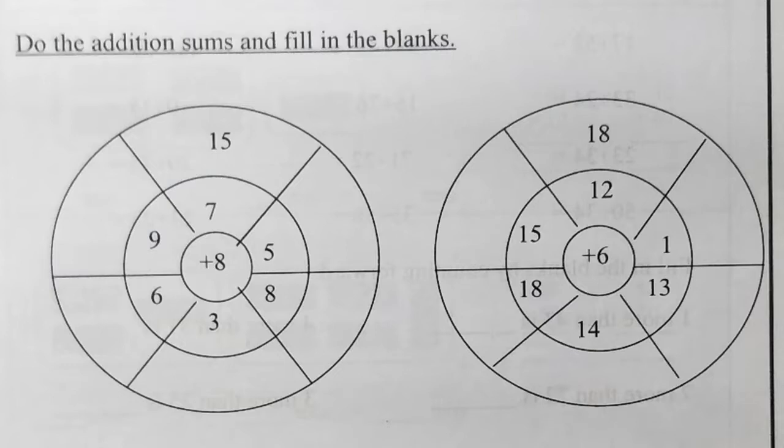We have to keep the bigger number in our mind and the smaller number on our fingers. For all the numbers which you see inside, 7, 5, 8, 3, 6 and 9, for all these numbers you have to add 8 and then write the answer. Okay, let's start. First one is done. We'll add 8 plus 5. So tell me how much is 8 plus 5, children?